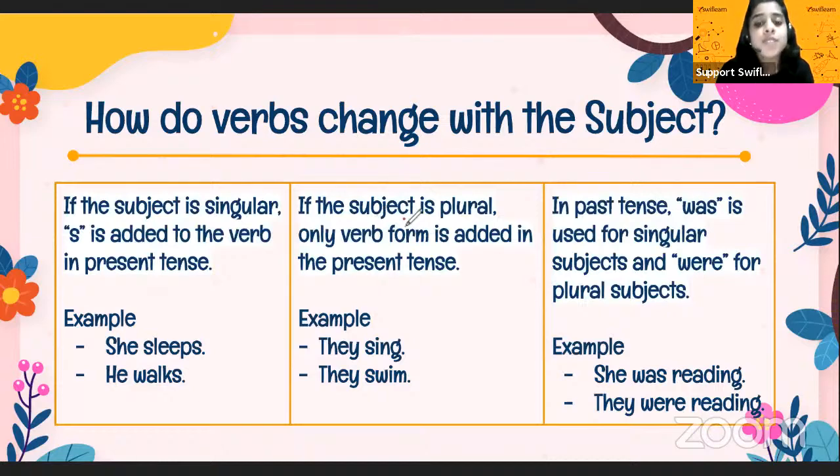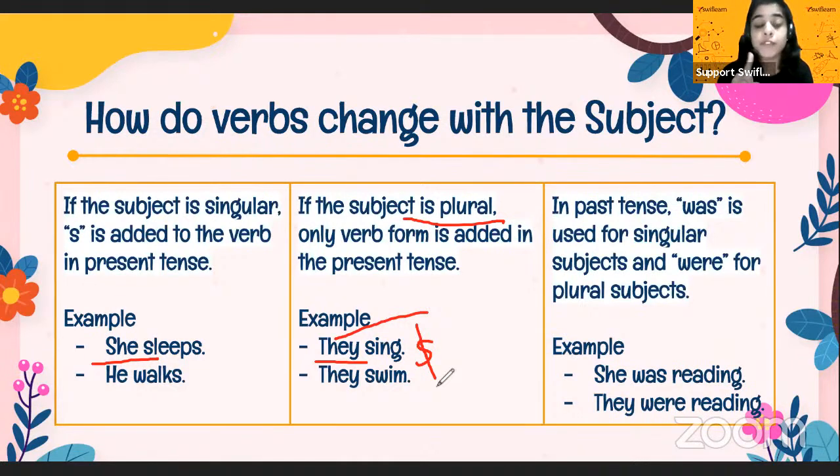So now if your subject is plural, what will happen? Plural means more than one. For example, now your subject is they, which is a plural word. Here, the subject was she, which was a singular word. So with plural, you don't add s to the verb. Remember, no s with plural subjects.